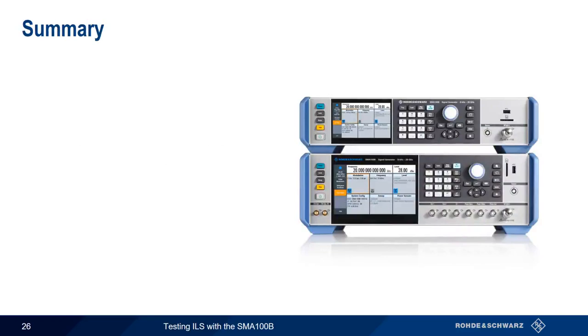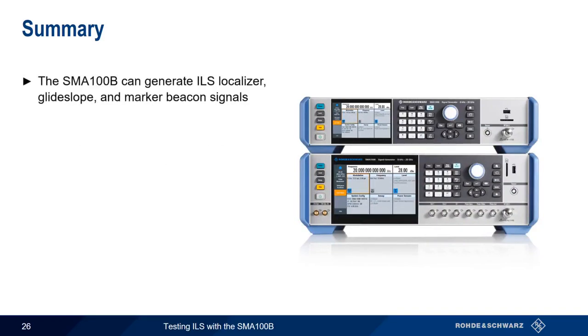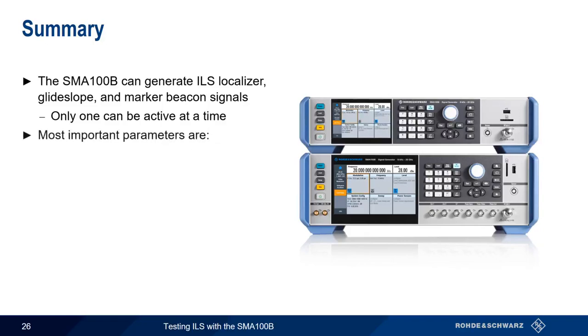Let's summarize the main points regarding ILS signal generation. The Rohde & Schwarz SMA100B analog signal generator can be used to generate all three components of ILS: the localizer, glide slope, and marker beacon signals. Note, however, that only one of these modulation types can be active at a time. The most important parameters when configuring ILS depend on the signal type. For localizer and glide slope, difference in depth of modulation, or DDM, is the most important, since this provides the left-right or up-down guidance to the ILS receiver.